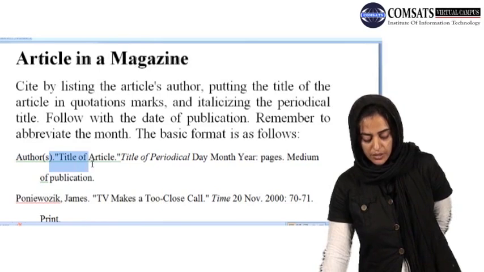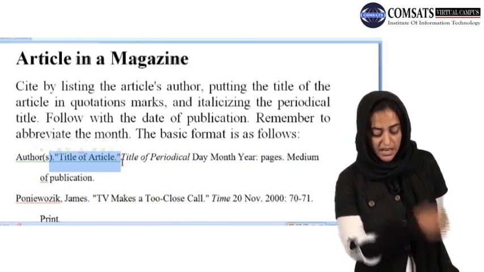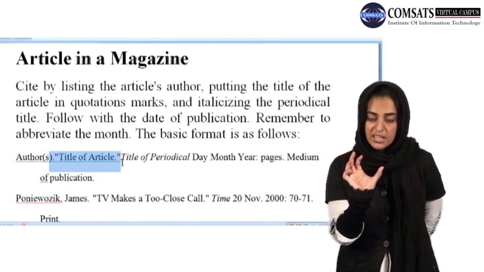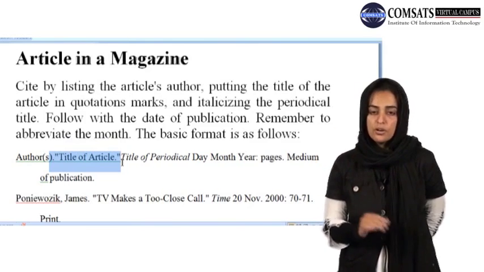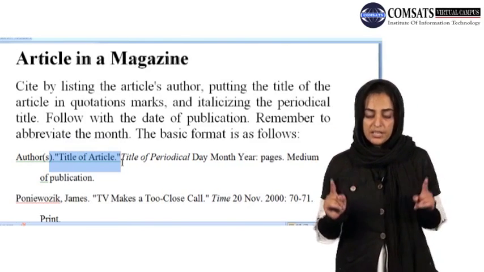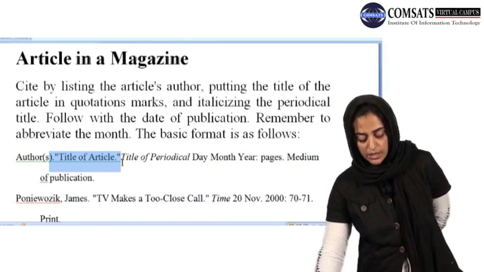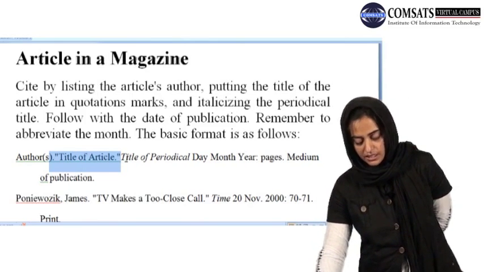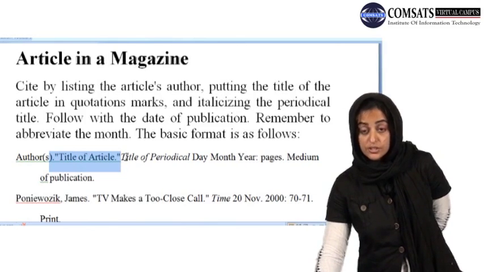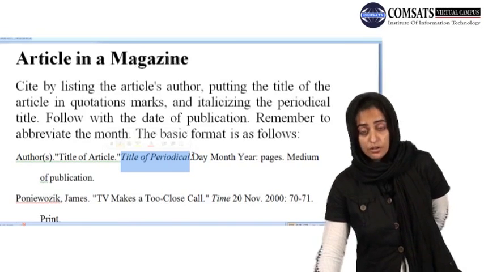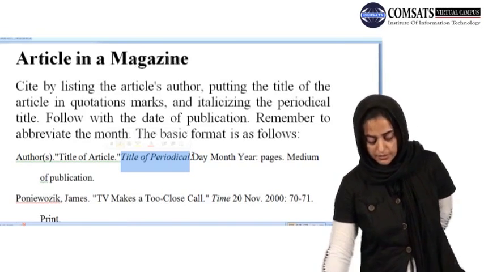You will give the title of the article, and whenever it is an article, the title will be written in inverted commas. It will not be italicized. After that will come the title of the magazine, the periodical or the journal, and it will be written in italics, and it will not be put in inverted commas.